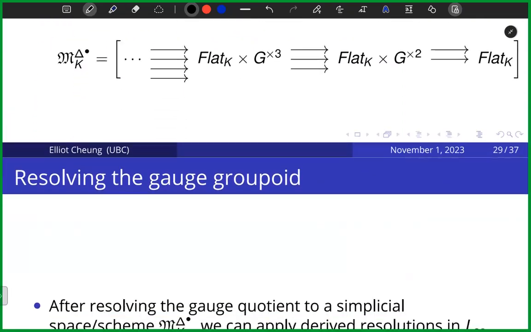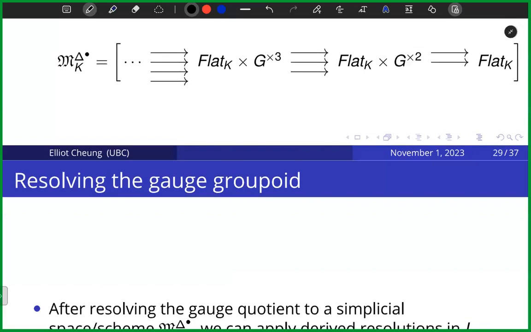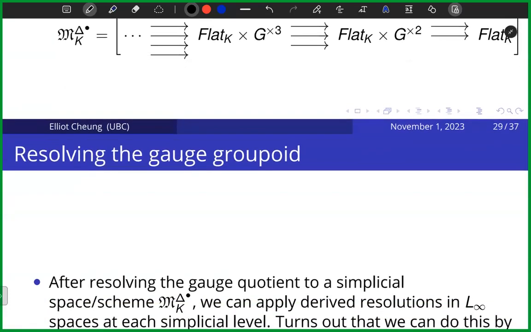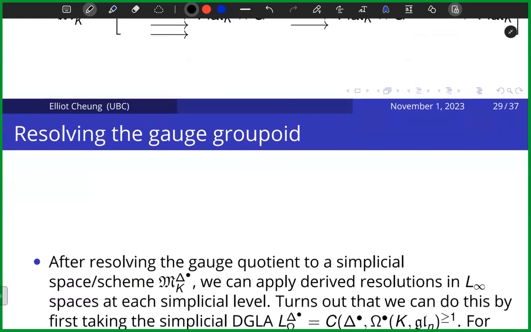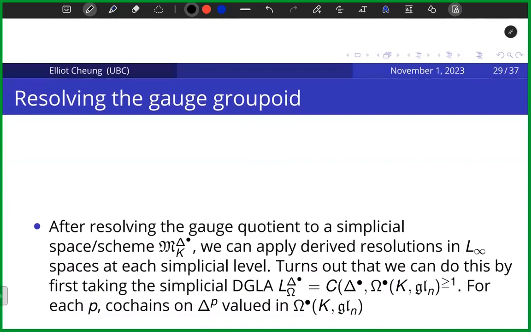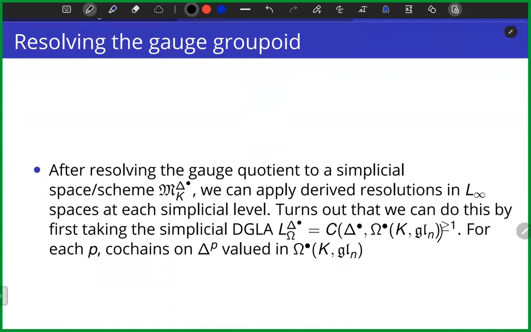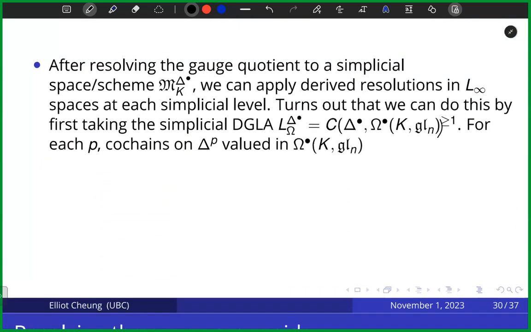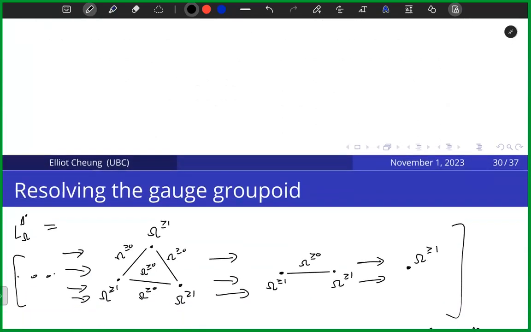And then, after resolving this quotient to a simplicial space, we'd like to apply derived resolutions at each simplicial level. It turns out that we can do this by first taking this simplicial differential graded Lie algebra. This is cochains on Delta^n valued in Omega, and diagrammatically it looks like this.